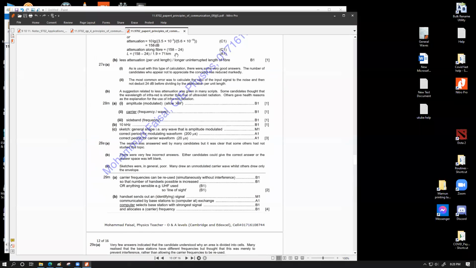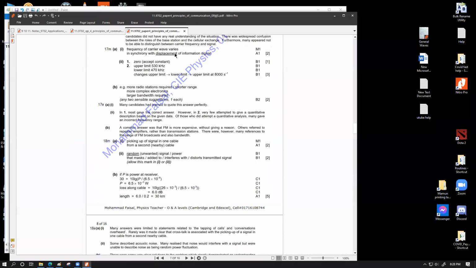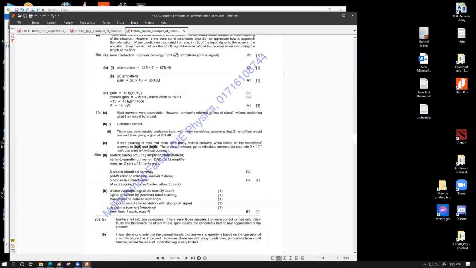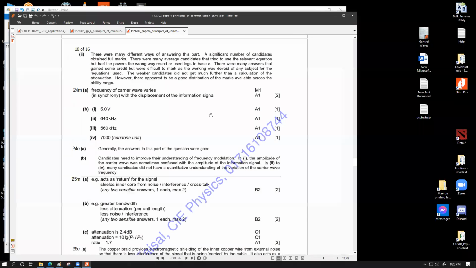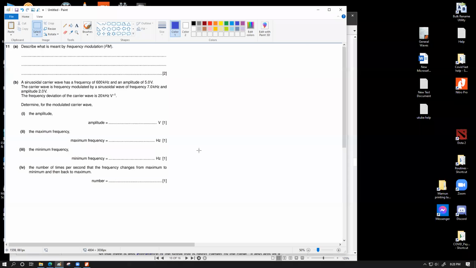I'll have a look. You can check in your mark schemes as well, or bear with me to see it from here. Number 24, it says: frequency of the carrier waves in synchrony with the displacement of the information signal. Exactly. Frequency of the carrier varies in synchrony with the displacement of the information signal. Generally, the answers to this part of the question were good. So, most of you wrote the definition well.